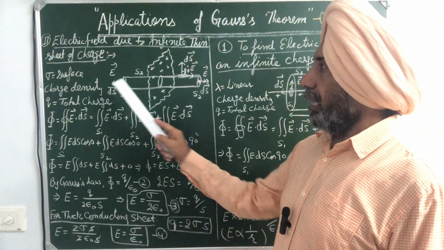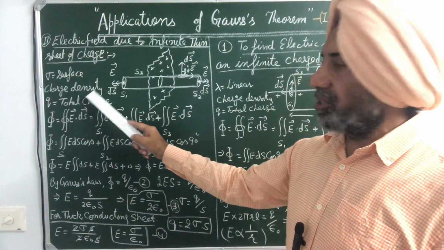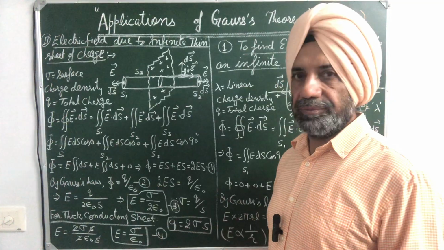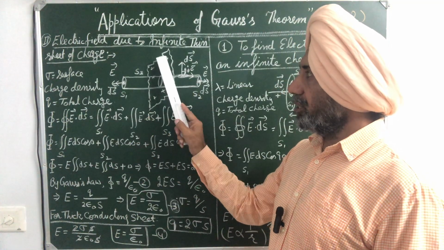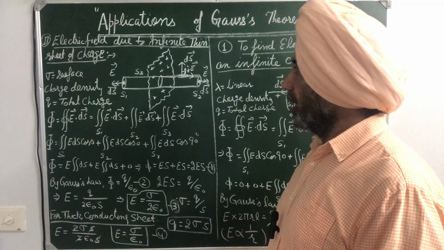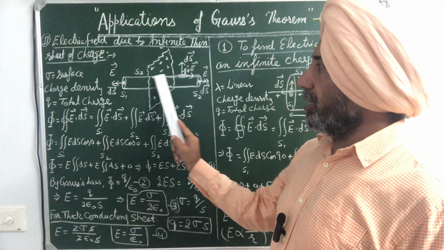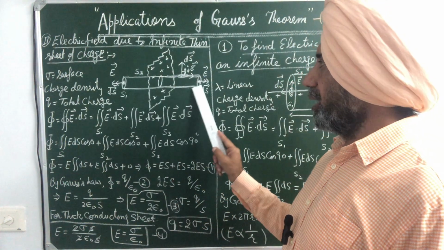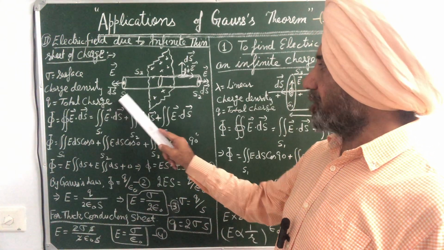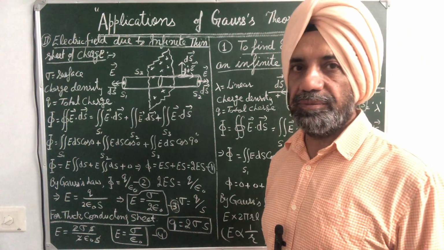Again, let sigma be the surface charge density, which is defined as charge per unit area. Surface charge density of the charge sheet. Q is the total charge on the sheet. Again, consider a cylindrical Gaussian surface due to symmetry. Again, we have three different areas, S1, S2 and S3.